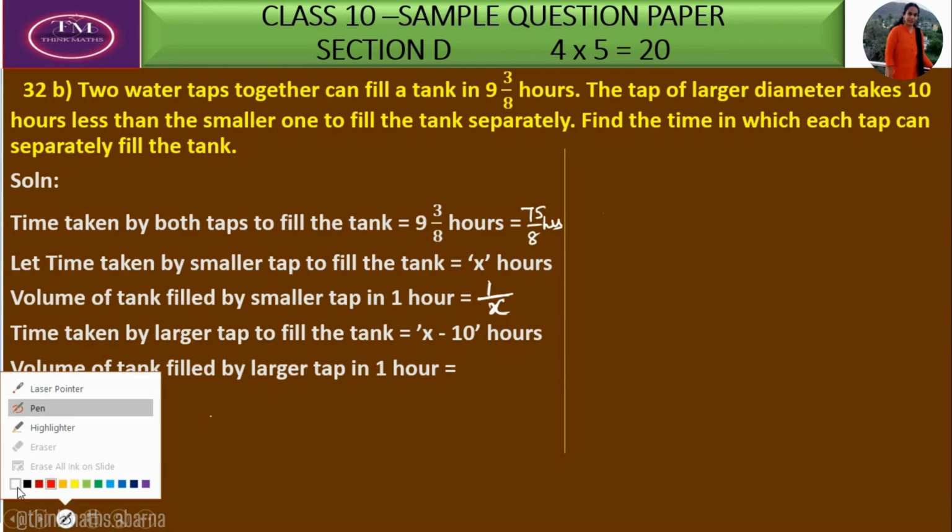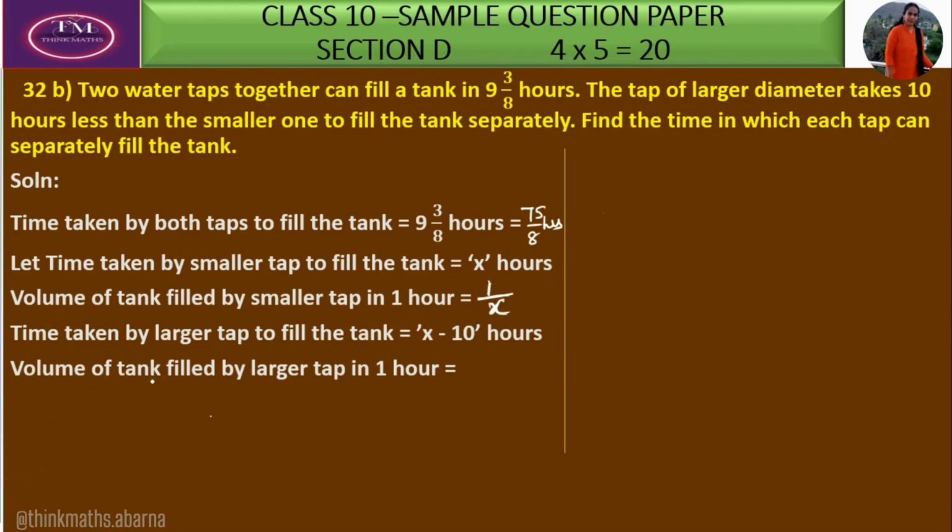Okay, children. Now we have to find out the volume of tank filled by the larger tap in 1 hour. So the time taken by the larger tap to fill completely is x minus 10 hours. So in 1 hour it will fill 1 by x minus 10 of the volume of the tank.